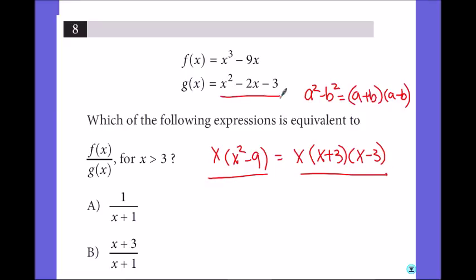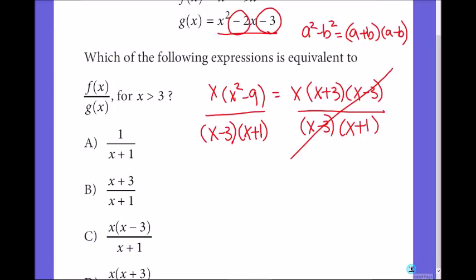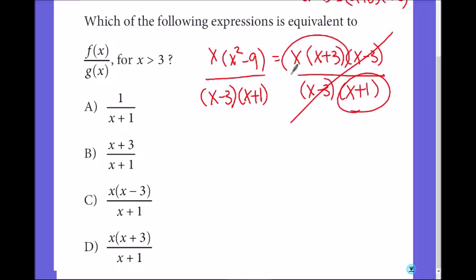So here when you factor, you get x minus 3 and x plus 1, since they multiply to -3 and add to -2. So here you have to know how to factor these. So you get x times x plus 3 divided by x plus 1, which is D.